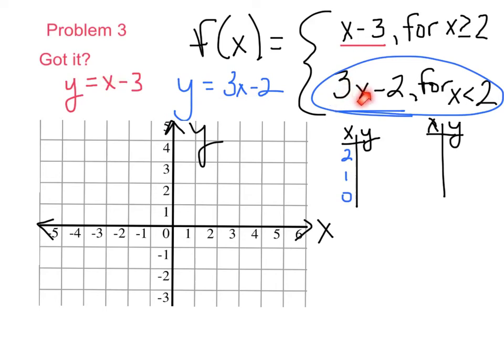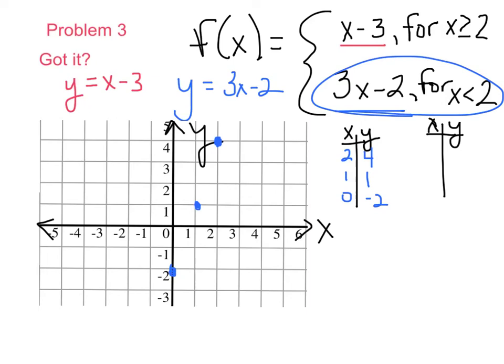3 times 2 is 6. 6 minus 2 is 4. 3 times 1 is 3. Minus 2 is 1. 3 times 0 is 0. Minus 2 is negative 2. So we graph these. So it would be (2, 4), (1, 1), and (0, negative 2).